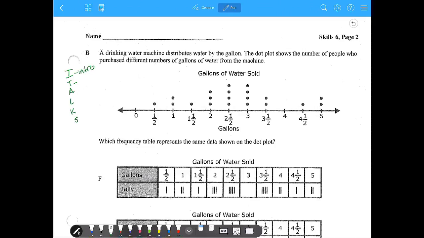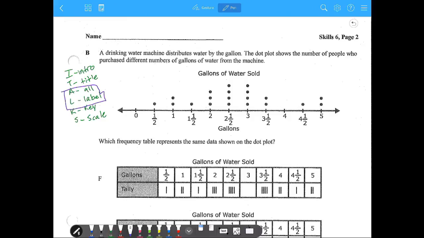The I stands for intro. The T stands for title. All. Label. There's the key. And scale. So right here, this box in all label. And let's go ahead and read our story.